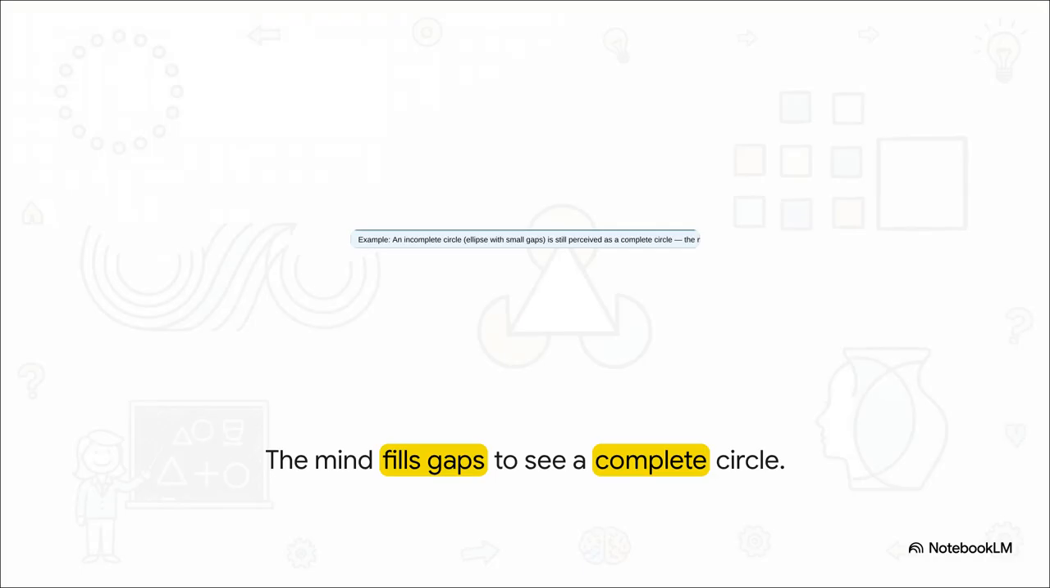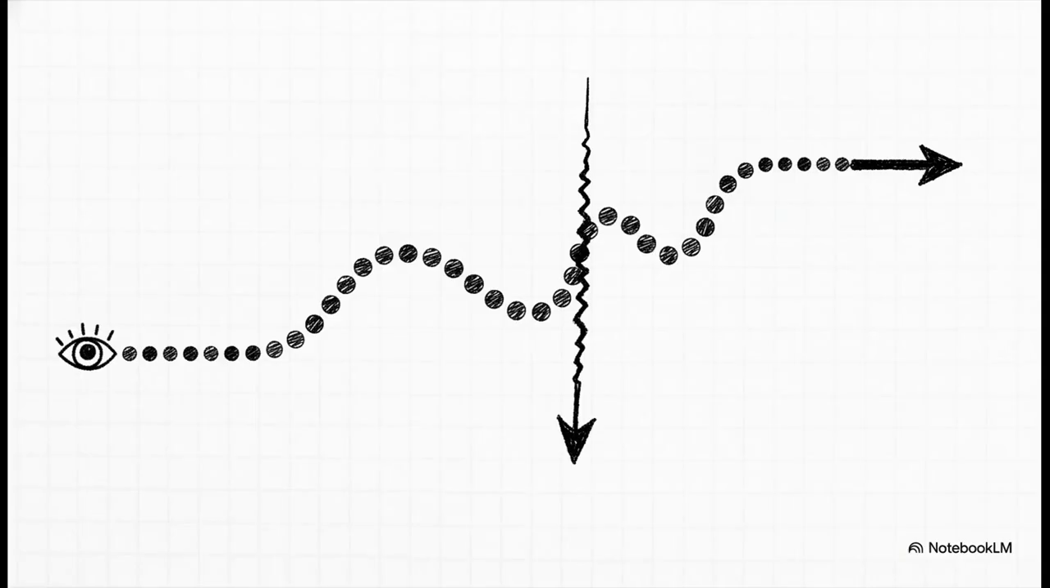Notice what your own mind is actively doing right now as you look at this. Technically, this shape is just an ellipse with some small gaps in it. It's broken. But your mind is actively bridging those gaps to let you perceive a complete circle. Your brain prefers the whole so much that it simply invents the missing parts for you. How cool is that? And that brings us to our final rule, the law of continuity.